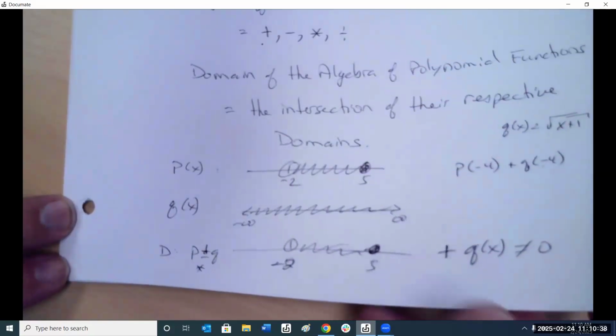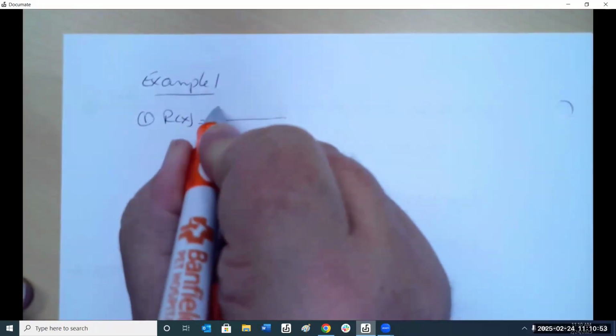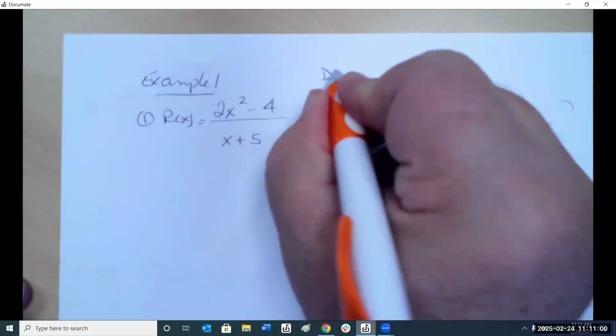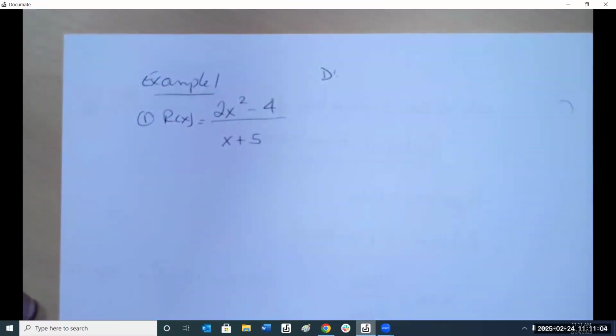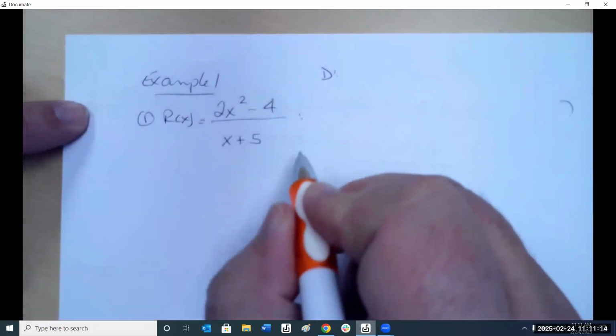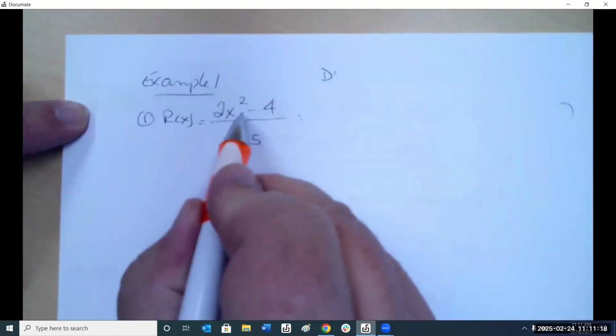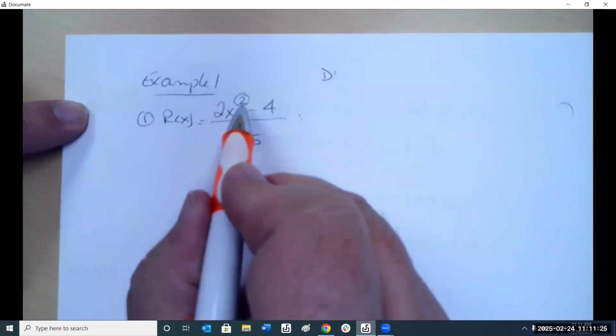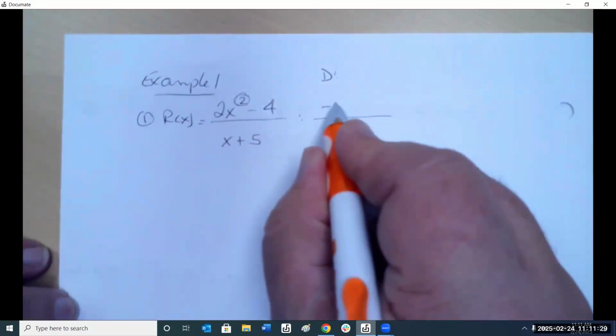So let's look at some examples here. X squared minus 4x plus 5. Tell me the domain of this function. What's the domain of the top? What kind of equation is it? It's quadratic. It's a parabola, so it's all real numbers. So the top, the domain is negative infinity to positive infinity.